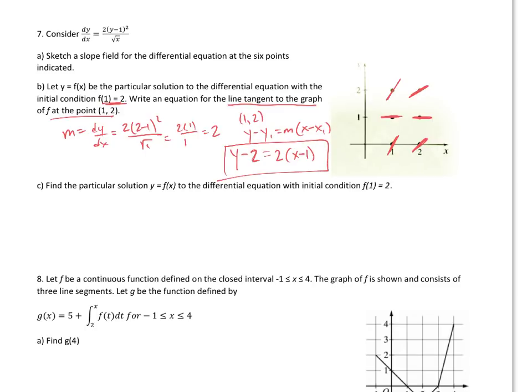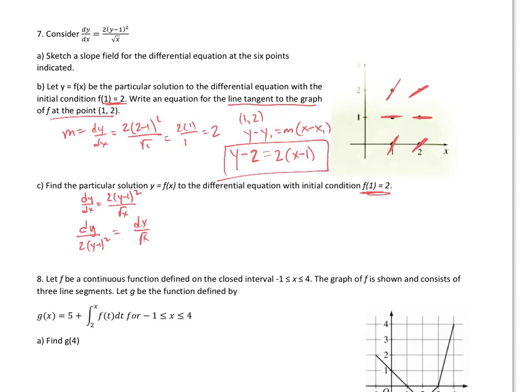Okay, find a particular solution to y equals f of x to the differential equation with our initial condition now. So now they are asking us to find our solution with an initial condition. Okay, so we have dy dx being 2 times (y minus 1) squared over root x. So we can go ahead and separate the variables. So this ends up being, let's just say, dy over 2 times (y minus 1) squared equals dx over root x. Now you could have kept the 2 on the other side.